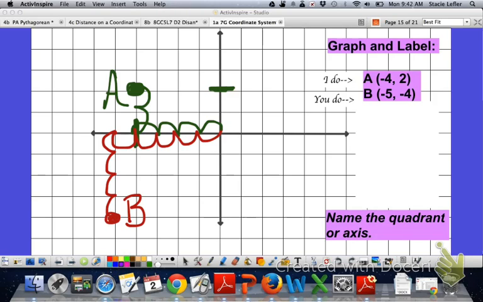And label it B. You might want to go back then and erase these little hops over so your graphing looks nice. I'm just showing the little lines, the little hops over, so it's easier to understand as you're learning it. But I don't know if you really want that on your graph. We would say that point A is in quadrant 2 and point B is in quadrant 3.